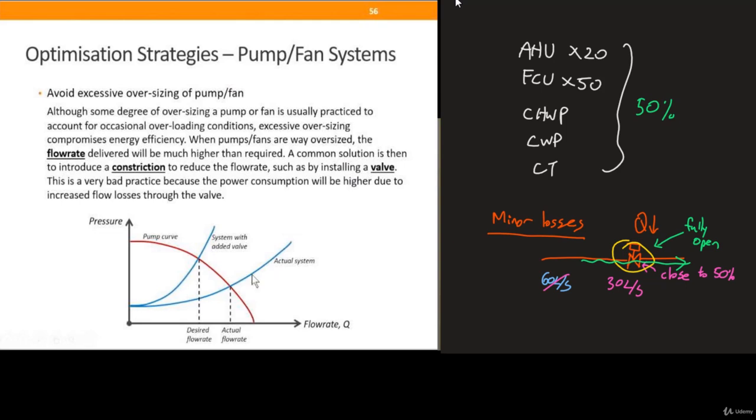So if you always oversize your pump, usually your system curve will be pushed up, and it will consume more energy.